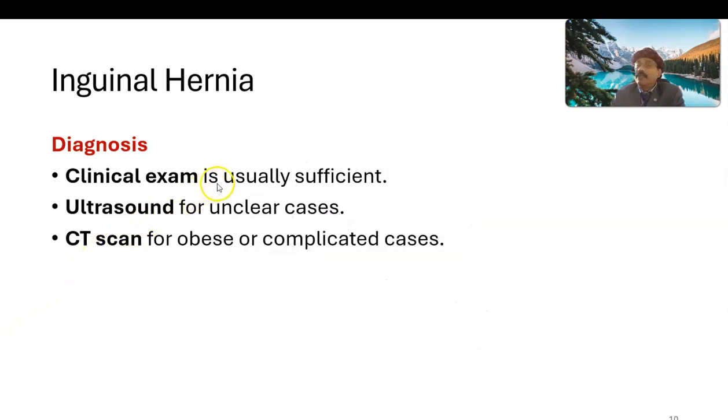Diagnosis: clinical examination is usually sufficient, but we sometimes need ultrasound for unclear cases, and CT scan for obese and complicated cases. But most hernias are visible and can be diagnosed clinically. We can differentiate direct inguinal hernia from indirect inguinal hernia.